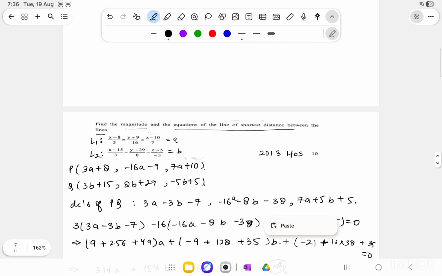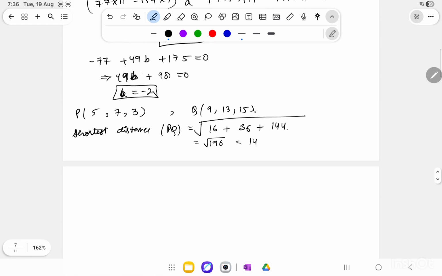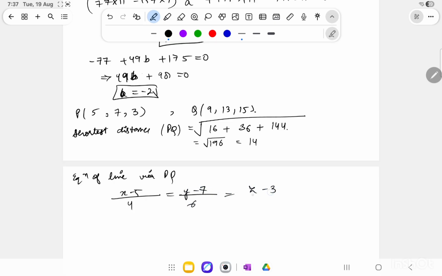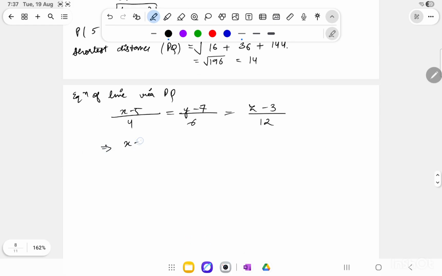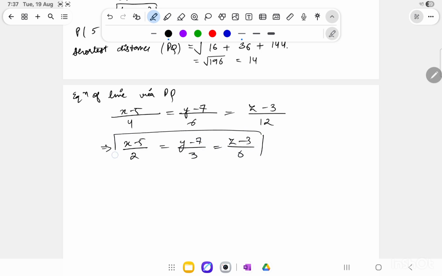Also, we are supposed to find the magnitude and the equation of the line. Since I have both the points, the equation of the line via P and Q will be (x − 5)/(9 − 5) = (y − 7)/(13 − 7) = (z − 3)/(15 − 3), that is, 4, 6 and 12. I can further divide by 2, so I get (x − 5)/2 = (y − 7)/3 = (z − 3)/6. So this will be my required equation of line.